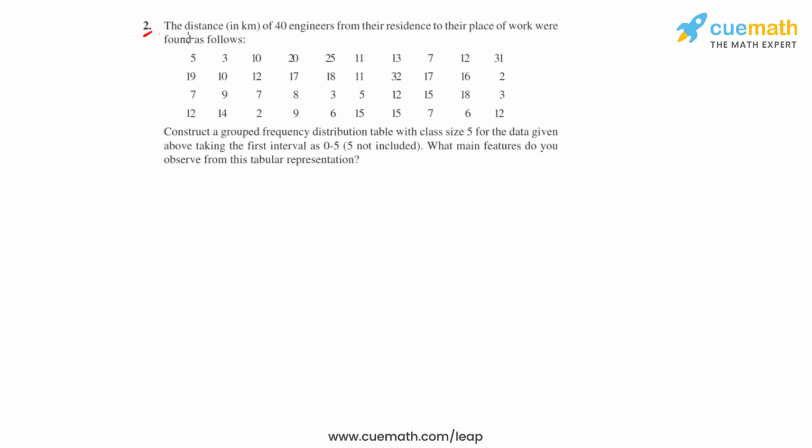Question number 2 says that the distance in kilometers of 40 engineers from their residence to their place of work were found as follows. So these are the various distances of different engineers from their residence to their place of work. We have to construct a grouped frequency distribution table with class size 5 for the data given above, taking the first interval as 0 to 5 where 5 is not included.